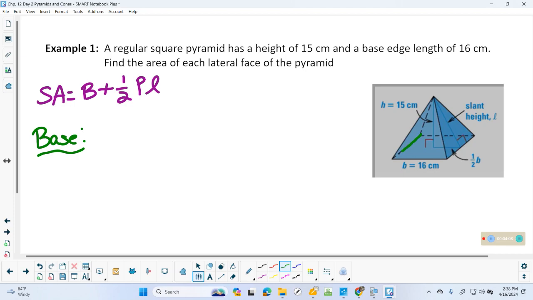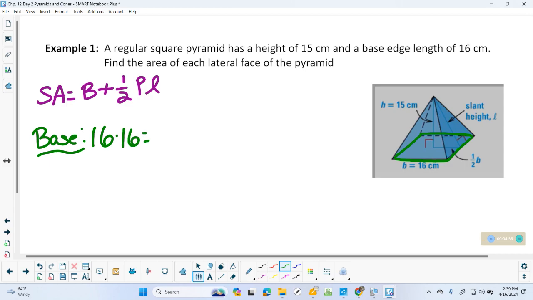Square. Because it's regular. We got to know, how do you find area of a square? It's the same as area of a rectangle. That helps. Length times width, or base times height, or it's a square. You could just do side times side because they're the same. Well, our sides are 16. So I'm going to do 16 times 16.